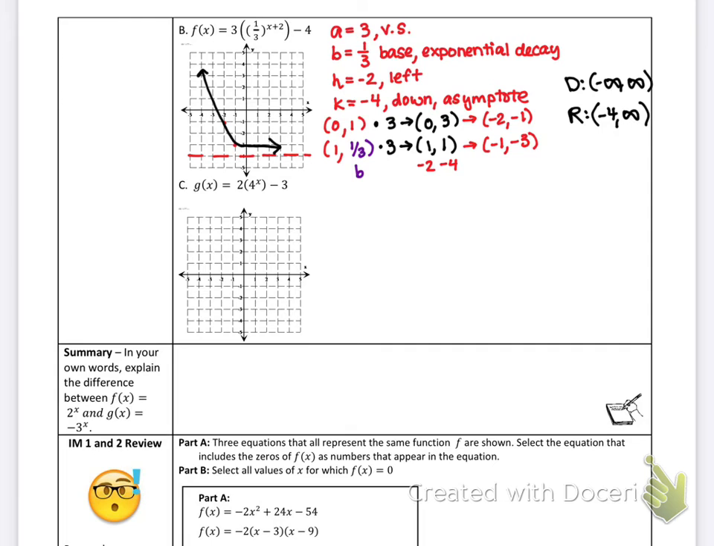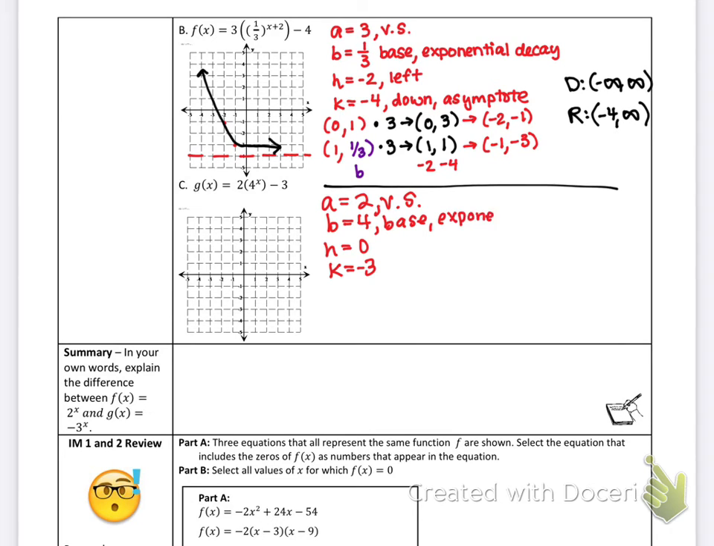All right, so let's go ahead and go to C. So C, we're going to identify our A, B, H, and K to start. Remember that our A is going to be our vertical stretch, our B is going to be our base, and in this case, it's going to be an exponential growth because B is 4. We have no H because there's nothing in the exponent besides just X, and our K is -3, so we're going to move down 3, and that will also be our asymptote.